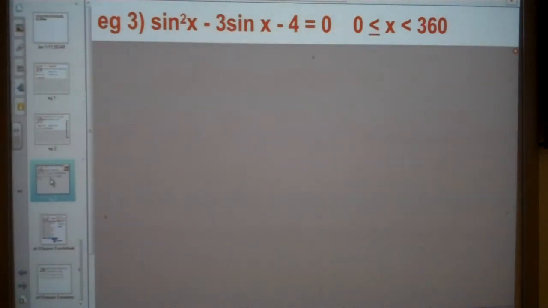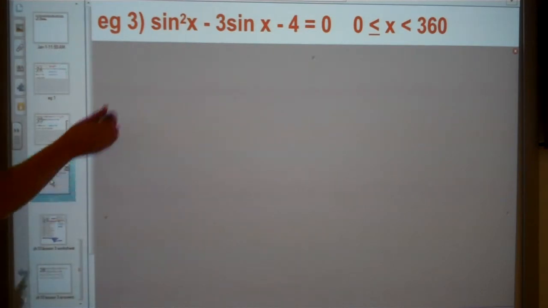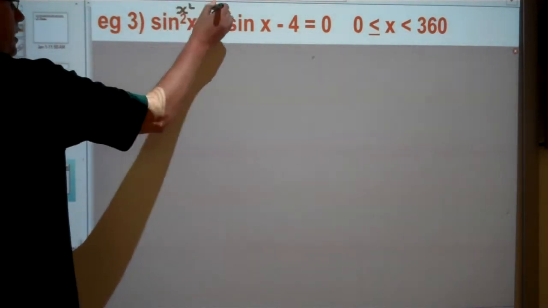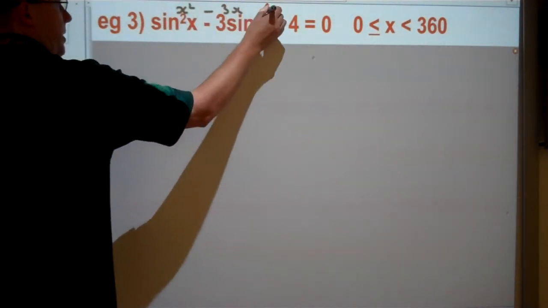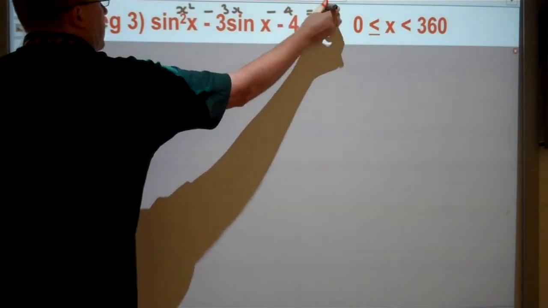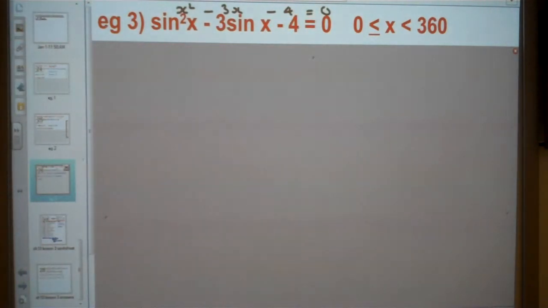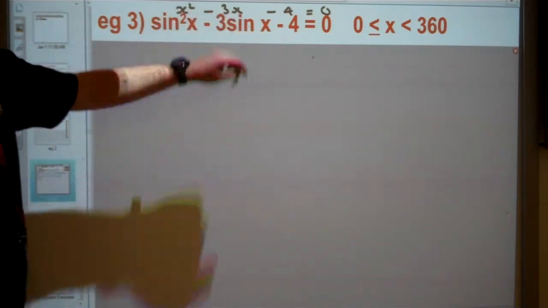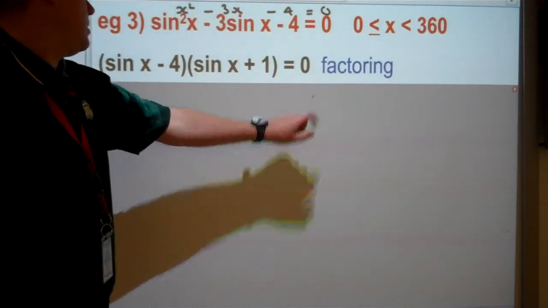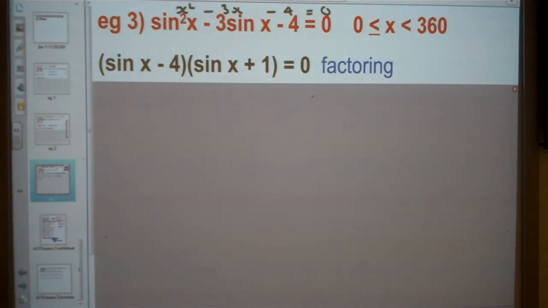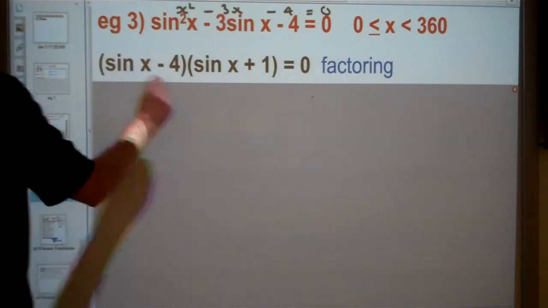Now our last example, sometimes questions like this, it's easier if you're not familiar with this, or you don't feel comfortable, to write the question like this. So in other words, where it says sine x, just put x. And then we can actually factor this. So if you were to factor that, you'd get (x minus 4)(x plus 1), and then you just put it back at the end where it says x plus sine x. And then solve each one individually.